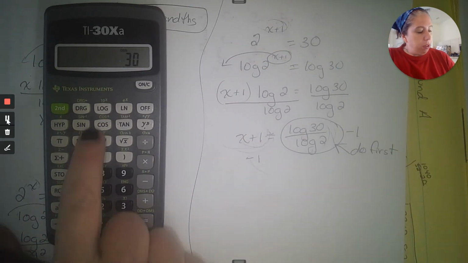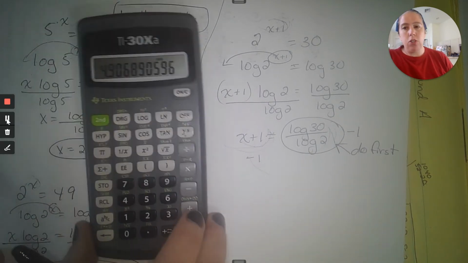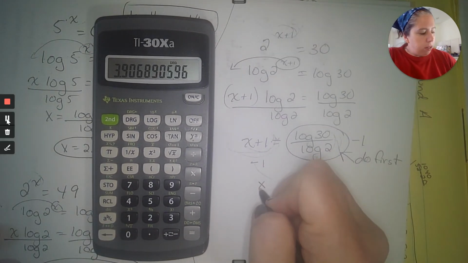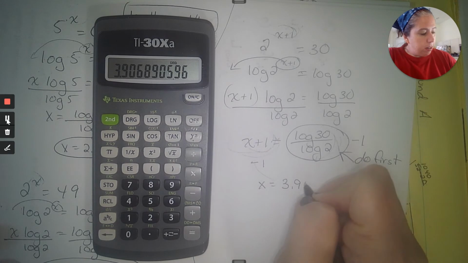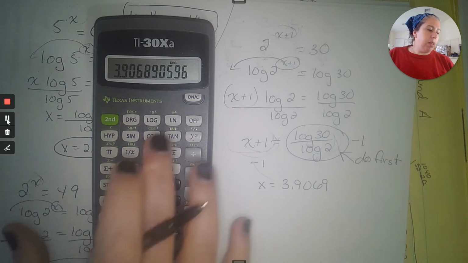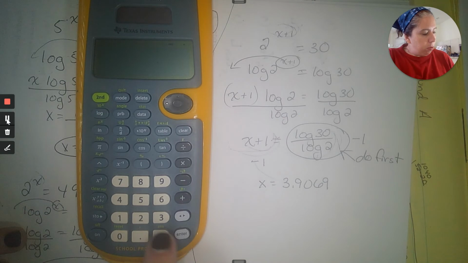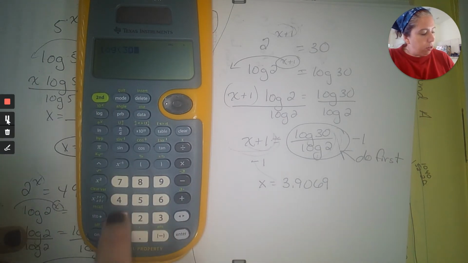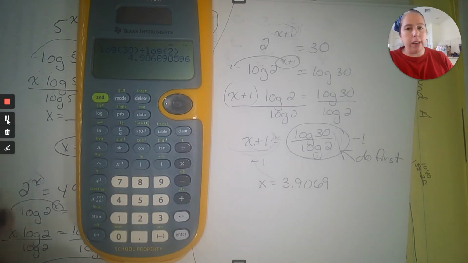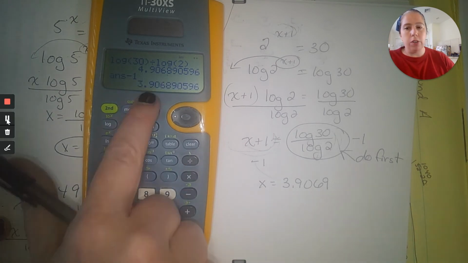So we're going to do 30 log divided by 2 log and get an answer, right? So you should have that. And then minus 1. Enter. Okay, so x equals 3.906. Behind the 8 is a 9, so that's going to jump. So that's my answer. Okay, so let's look on this one. And so we're going to go log 30, close your parentheses, divided by log 2, close your parentheses, hit enter. Okay, and then subtract 1, and you're going to get the same answer.